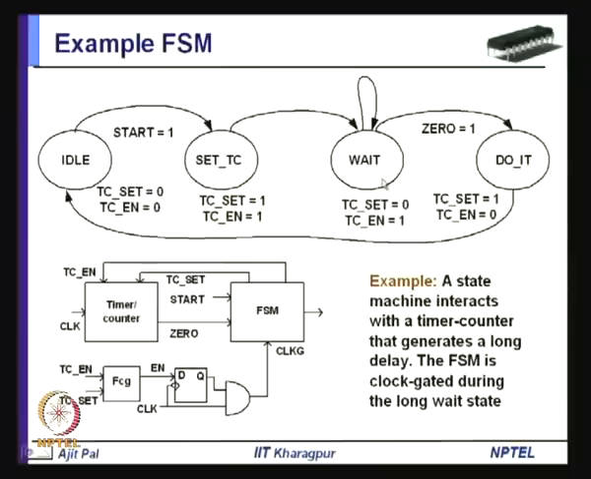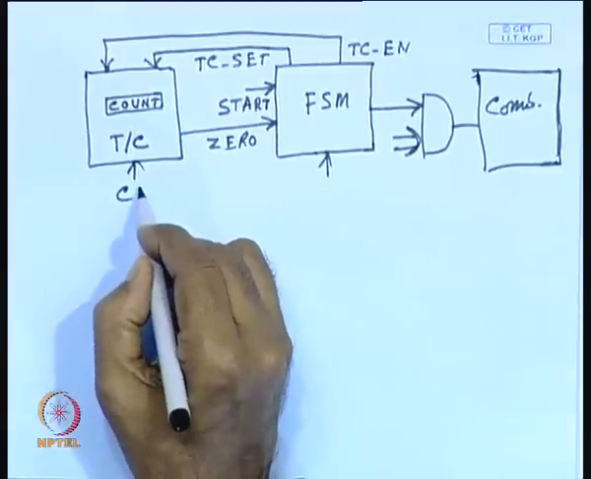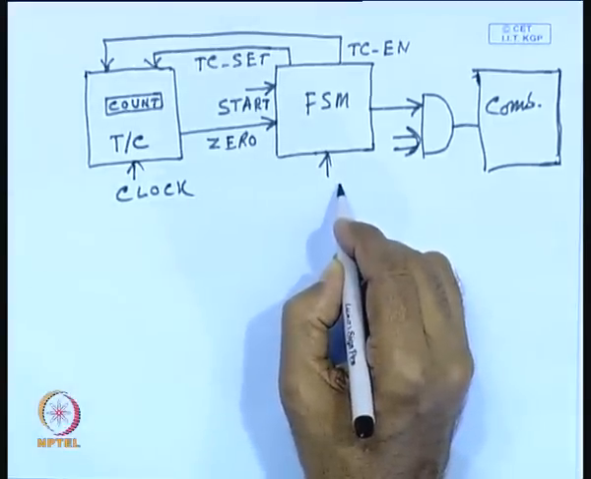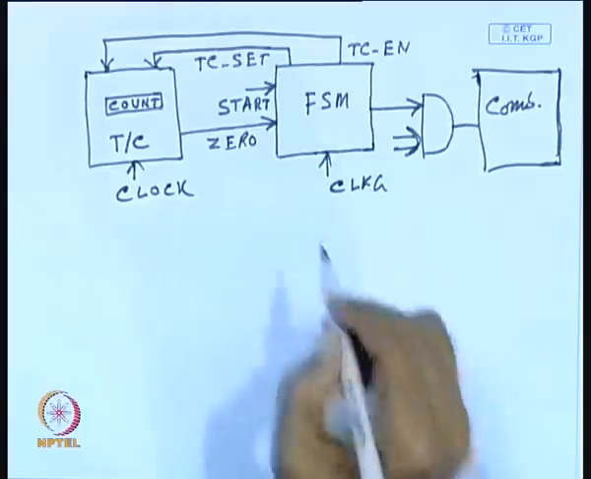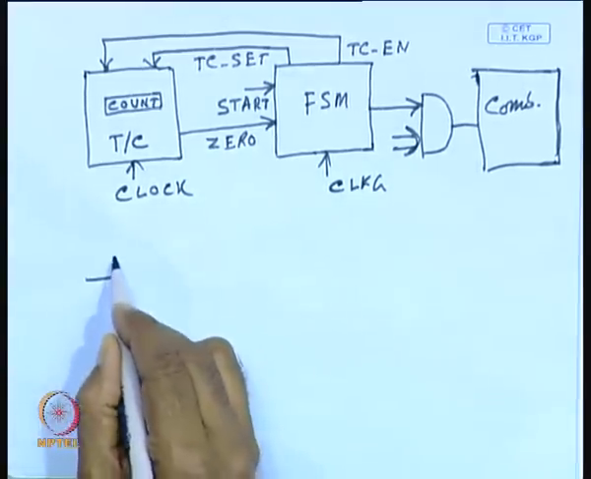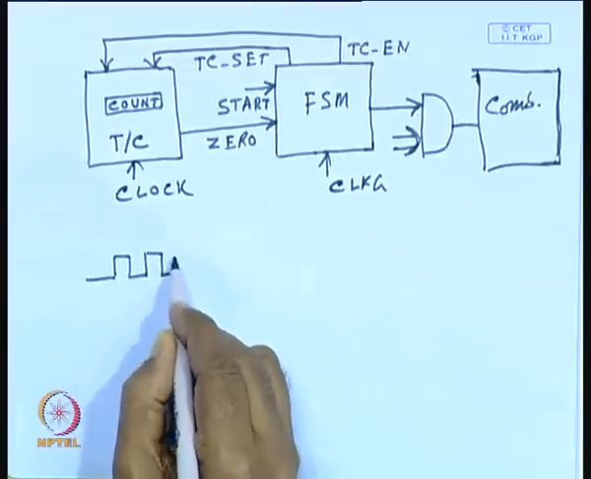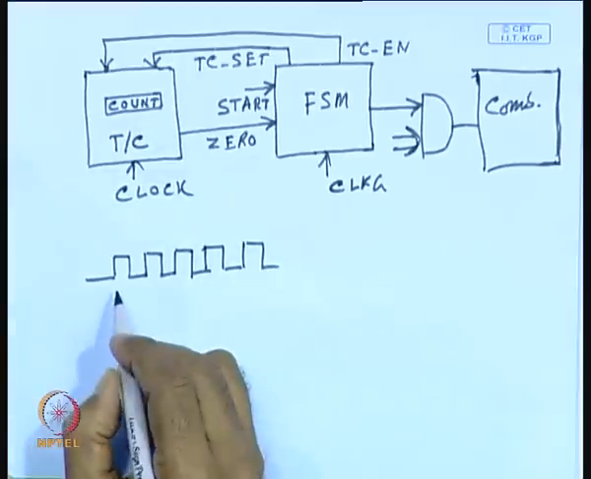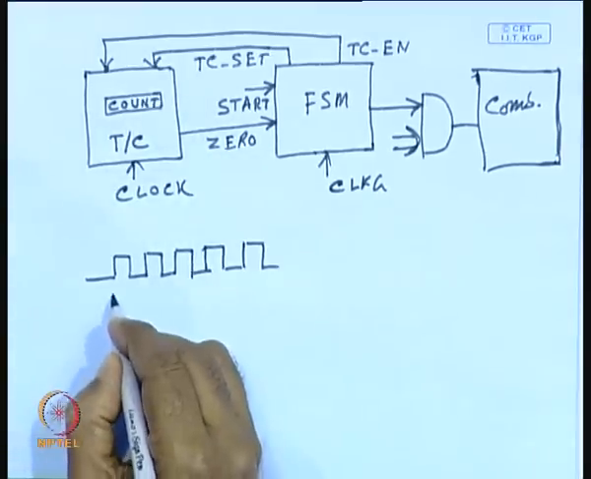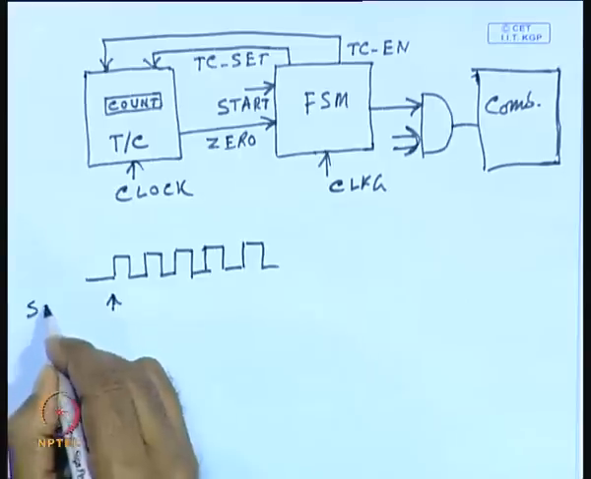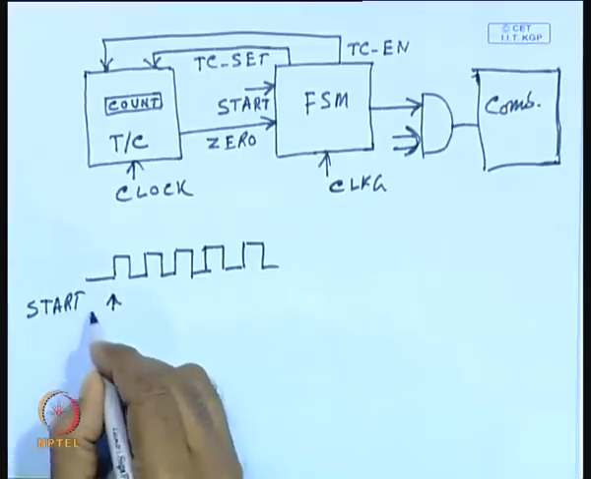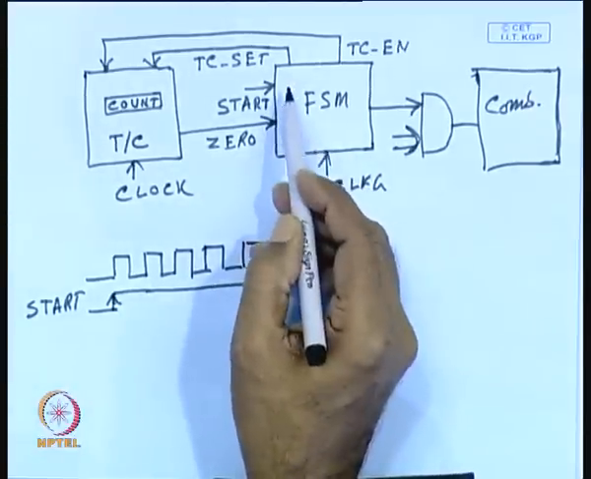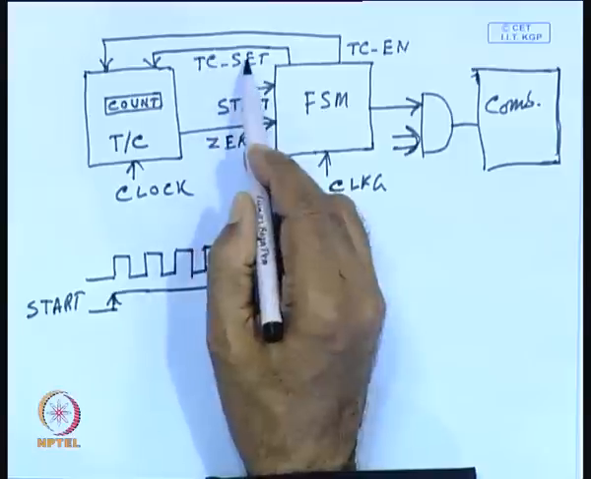That means you have applied a clock here, and a gated clock is also applied. So, that means gated clock is applied to this finite state machine. So, this is the clock which is applied to the timer counter, and let us assume the start signal is applied here. So, start signal is applied, and in the next cycle the finite state machine will go to generate this TC set and TC enable.